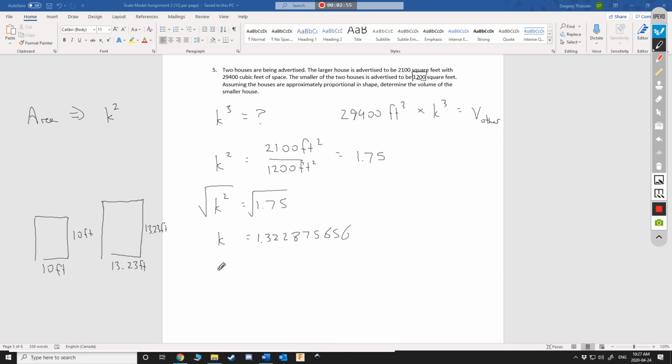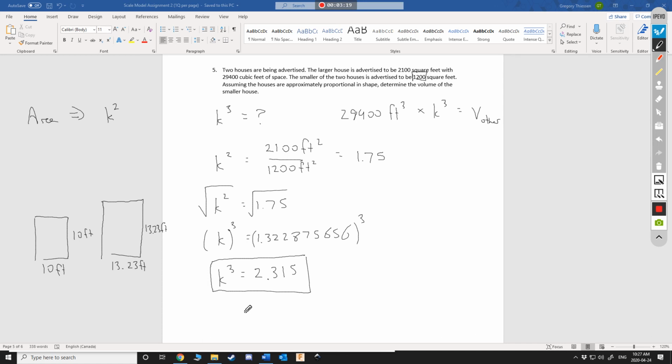So now we're going to cube this value. If we cube this, k cubed becomes 2.315. So the volume multiplier is 2.315. We actually know the volume of the bigger house, and we're trying to find the volume of the smaller house.